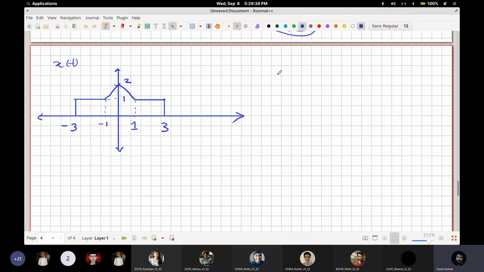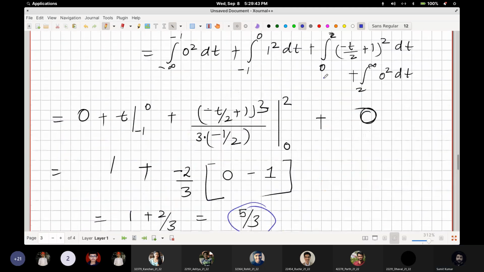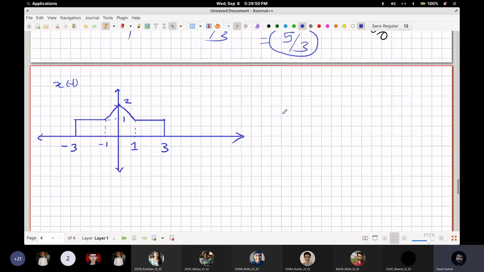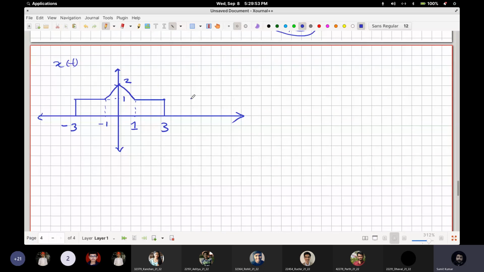Do you want my help defining this signal like I did up there, or will you be able to do that easily? I would like to call that the functional form, and this is the waveform of the signal. If I write this in functional form, it will be like this: x(t) is 0 between t equal to minus infinity to minus 3.